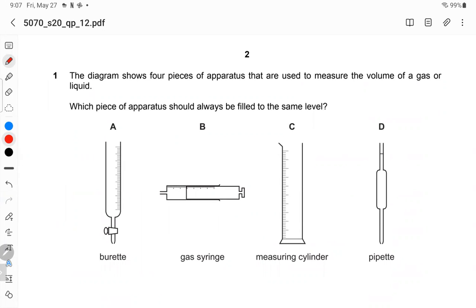The diagram shows four pieces of apparatus that are used to measure the volume of a gas or liquid. Which piece of apparatus should always be filled to the same level?